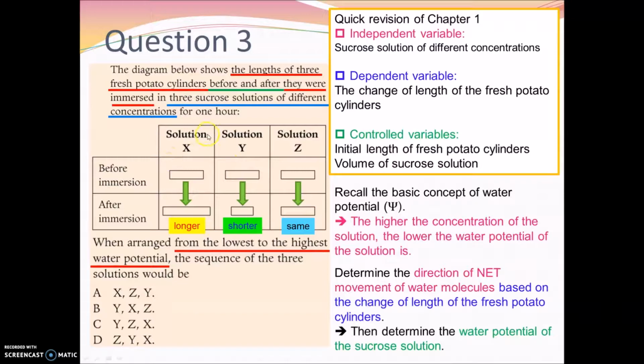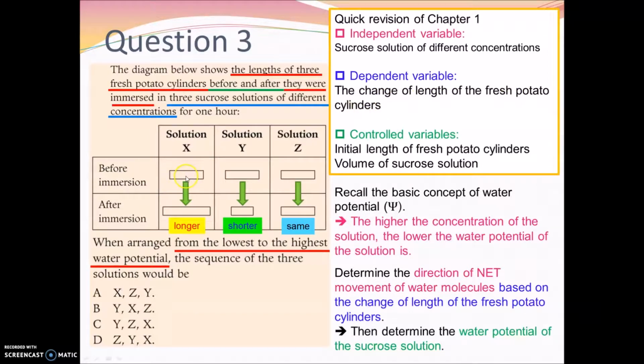Because it is an experiment, I'll take this chance to recall the basic concepts from chapter 1: IV, DV, and CV. The IV is something we are going to study and change, that is the sucrose solutions of different concentration. We change it to X and Y, different concentrations. The DV changes depending on the IV, and that's something we are going to observe. So we are going to observe the change in the length of the fresh potato cylinders.